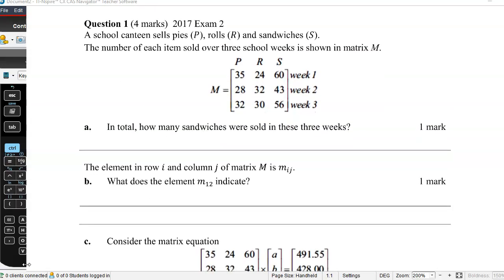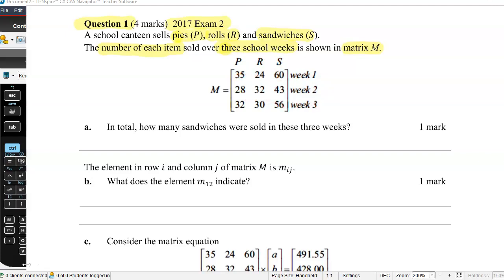So here is from 2017, exam 2. So that's extended response. So this was the first one in that module. The school canteen sells pies, rolls and sandwiches. The number of each item sold over 3 weeks of school is shown in matrix M. So you can see we've got pies, rolls, sandwiches, week 1, week 2, week 3.